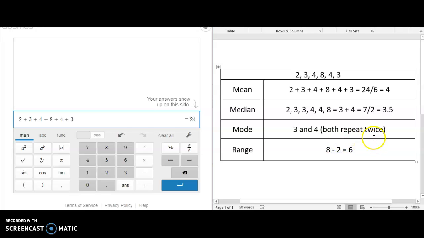So that is what you're doing today. You're finding mean, median, mode, and range. It's all review, so it should be pretty straightforward. If you need help, always refer back to this video.